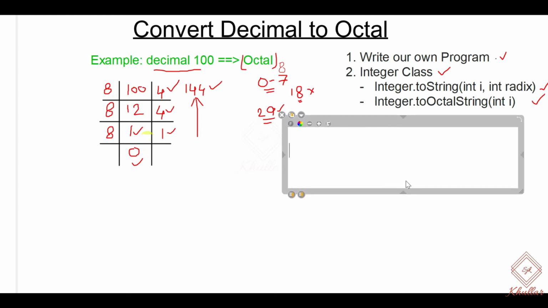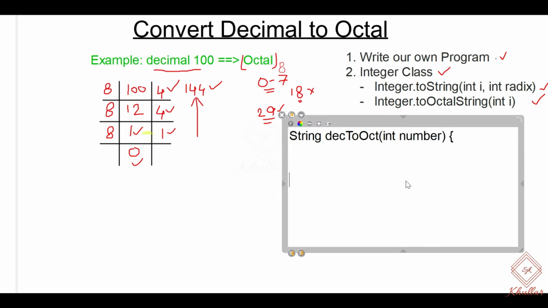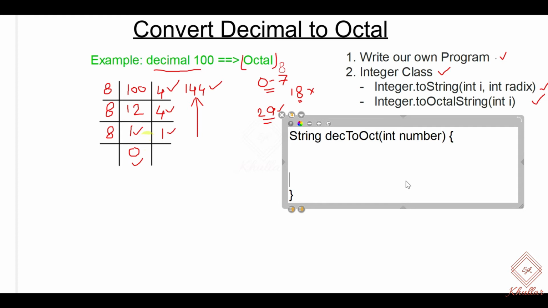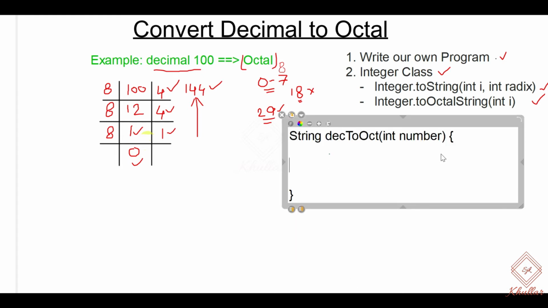So let's first of all write the signature of our program, and suppose our method would return a string, right? So let's name our method decimal to octal, and we are taking input as a number. Okay, let's change the color a bit. So the very first thing we are doing is calculating the remainder, right? When we are dividing, we are noting down the remainders. Okay, let's do it the same way in our program.